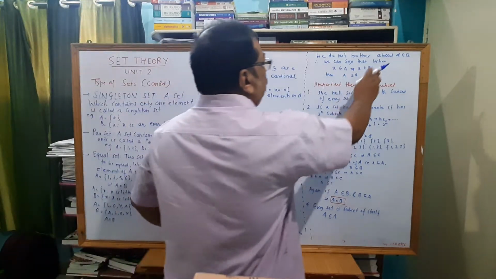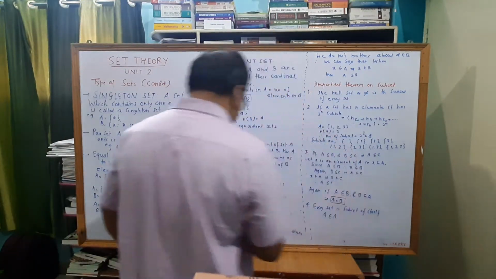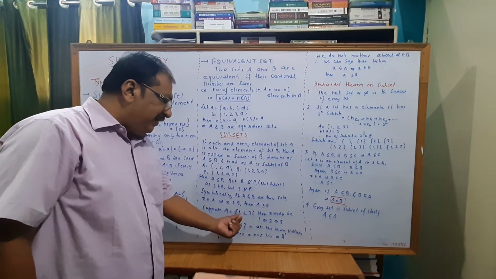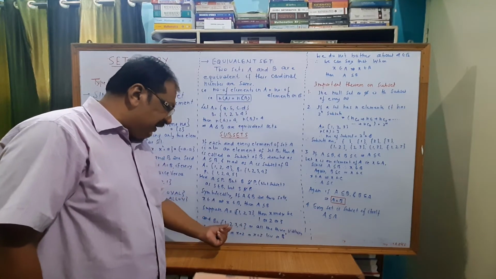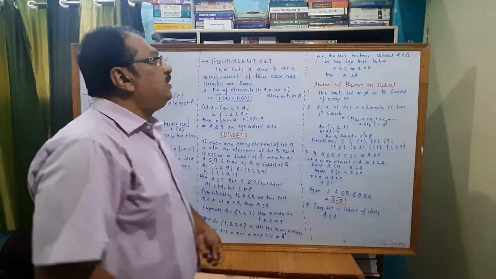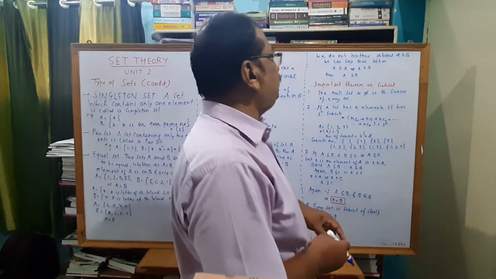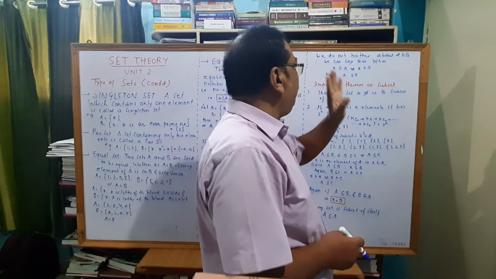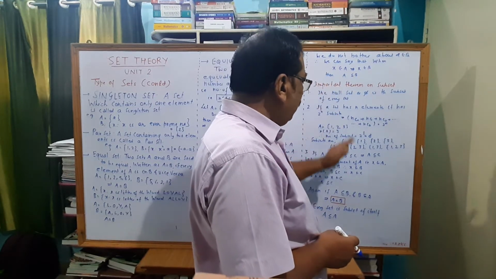We are not concerned whether 4 belongs to B. We are just focusing our attention on whether 1, 2, 3 are present in B or not. So we can say that if X belongs to A implies X belongs to B, then A is a subset of B. Now some theorems on subsets.